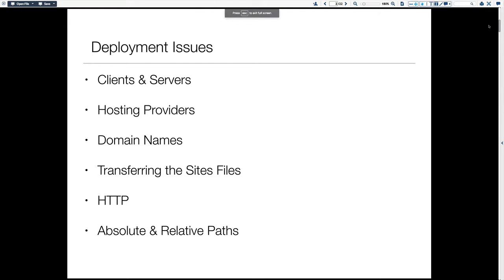Issues to be addressed when we're considering taking our website into the cloud. The notion of clients and servers, distinguishing those roles, hosting providers, the domain name, how we might transfer our site to the remote host. General considerations around HTTP and absolute and relative paths, which we've briefly touched on when we considered templating.